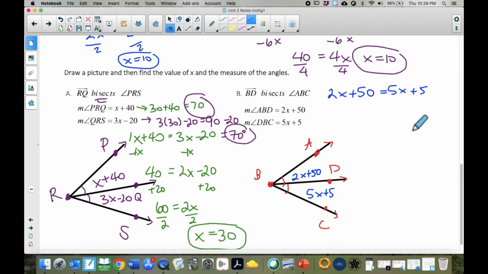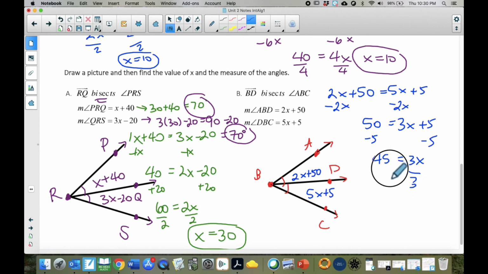All right, I need to solve for x. Four things I could do. First, I think I'm going to subtract 2x. I subtracted x because I didn't want to deal with negatives, and this is going to help me avoid the negatives. Okay, so I have a 50 on the left, 3x plus 5. I need to subtract 5. That gives me 45 equals 3x. Divide by 3. And I get x equals 15.